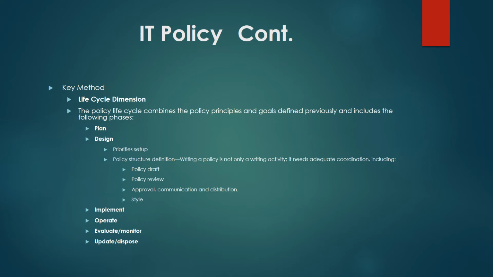And last but not least, the life cycle dimension update and dispose is to keep policy aligned with the business direction. Policies are reviewed for updating or removal. This activity has two objectives: to ensure that organizations have effective policies and to adjust the phases defined previously to maintain or improve the maturity of the policy framework. Good practice would require policies to be reviewed on a regular basis, typically every 12 months.